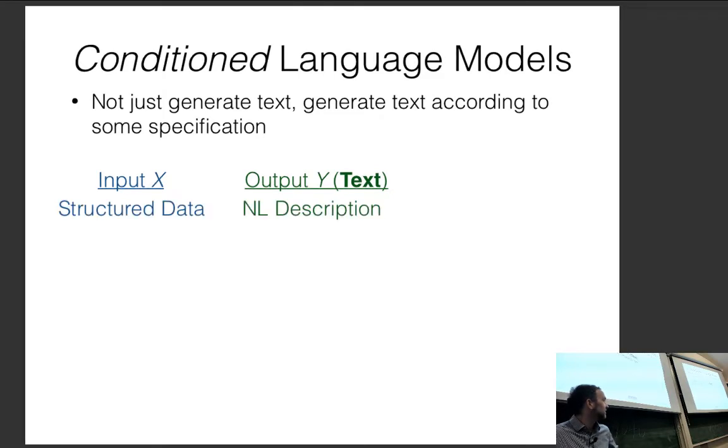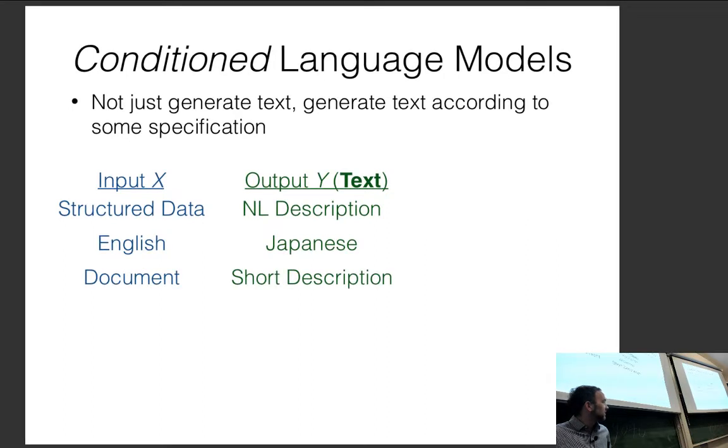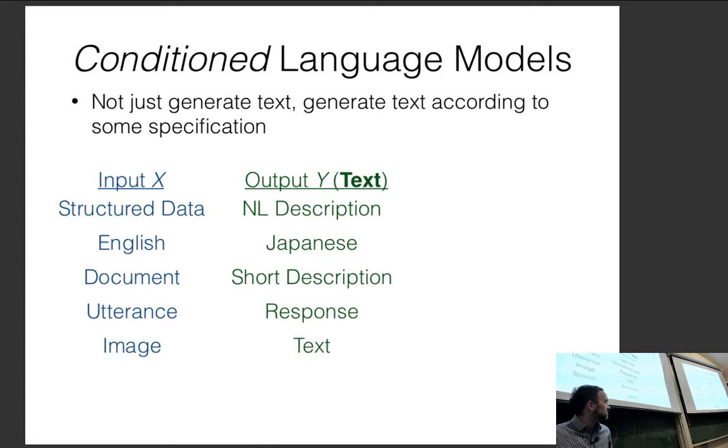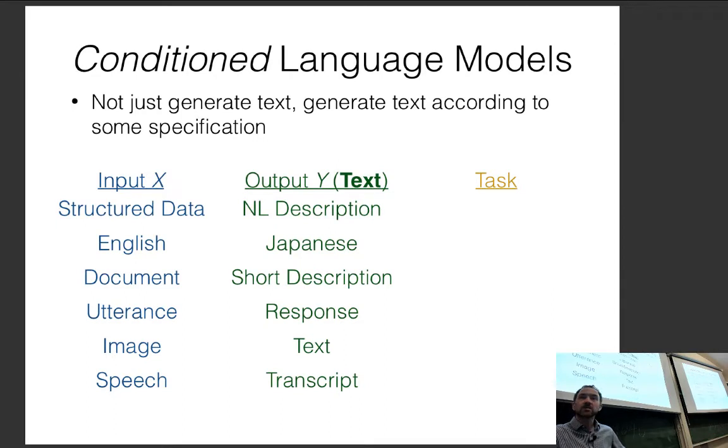So the input could be structured data, and the output could be a natural language description of that structured data. The input could be English, and the output could be Japanese. The input could be a document, and the output a short description; an utterance and a response; an image and text; speech and a transcript. And these correspond to tasks.